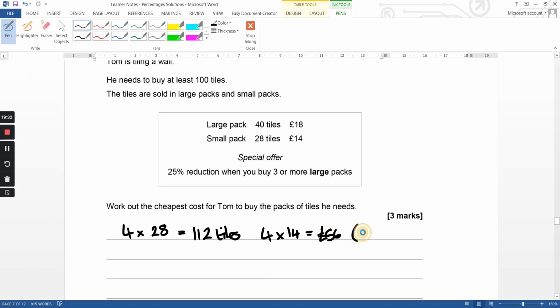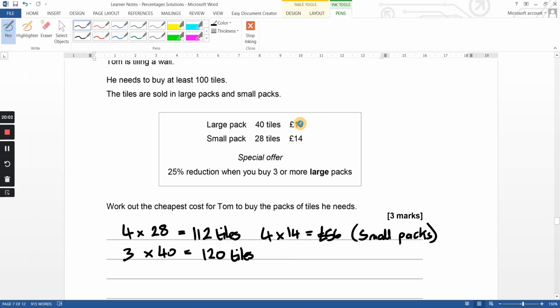And that's for the small packs. Okay. Let's look at the large packs now. So for large packs, if it's 40 tiles, I only need 100. So I'm only going to need 3 packs, isn't it? Yeah, 3 times 40 is going to give me 120 tiles. I can't get any less than that. Yeah, 2 packs won't be enough, obviously. 2 packs will only give me 80 tiles.